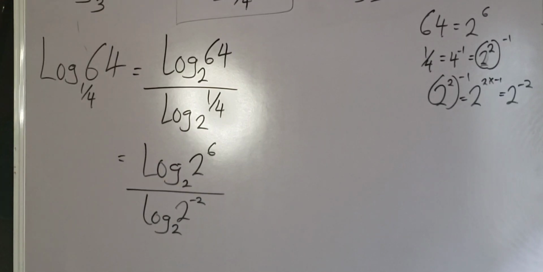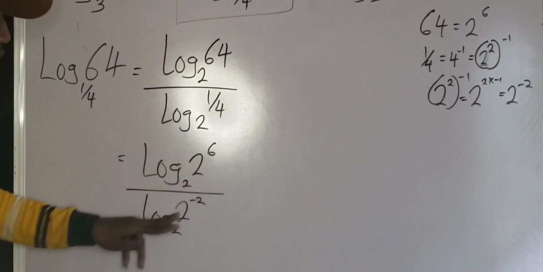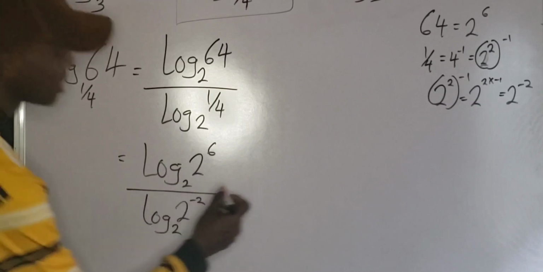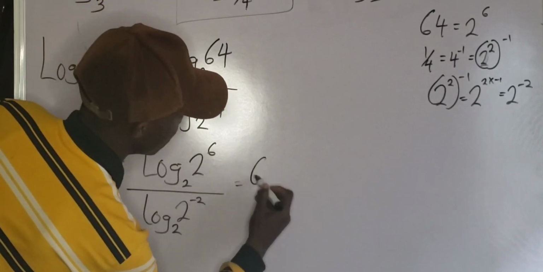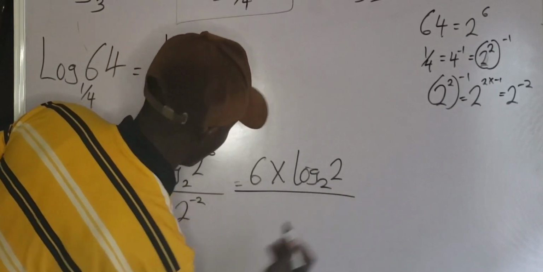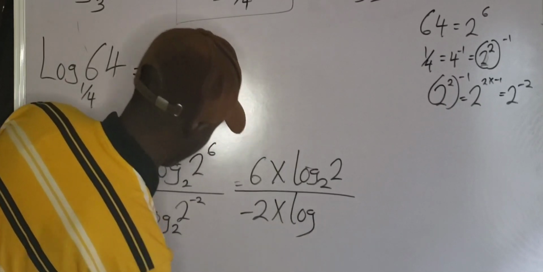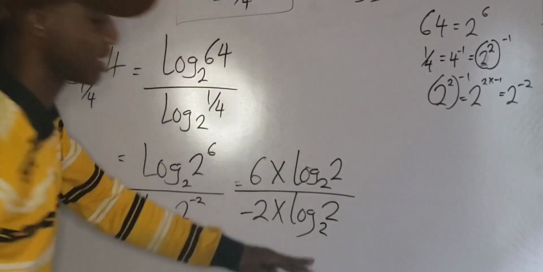There is another law of logarithm that says the log of a power is the product of that power and the log. You can see now I have the log of a power here. Log 2 is raised to the power of 6 and log 2 is raised to the power of -2. So for this I'm going to have 6 multiplied by log 2 base 2 all over, according to that law, -2 multiplied by log 2 base 2. Do you understand how I got this?